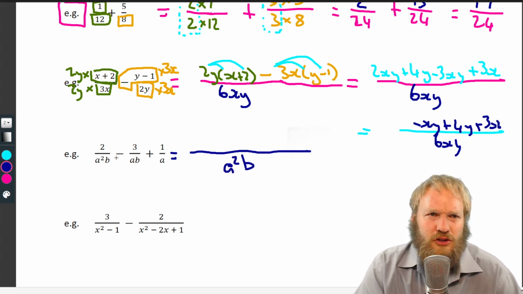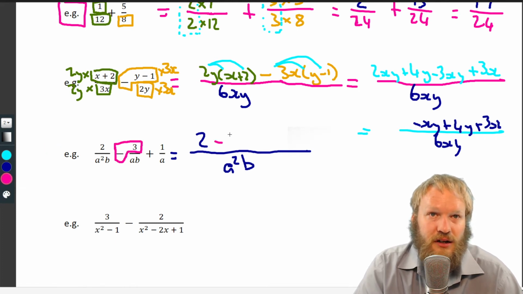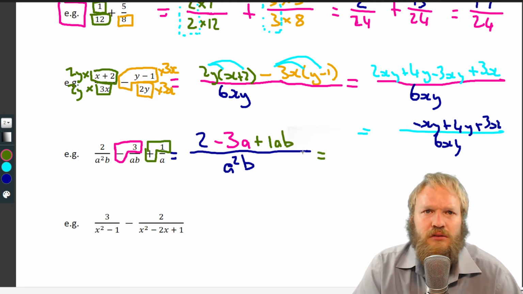Okay, well, 2 over a squared b is 2 over a squared b, minus, let's stick to these as well. So our minus 3, this part here, we had ab, and we still had to multiply that by a. And then we've got our last bit, which is plus 1, and we still needed to multiply that by a, b. Not too much more we could do there. Right, there we go. And you could have written plus ab, not plus 1ab.